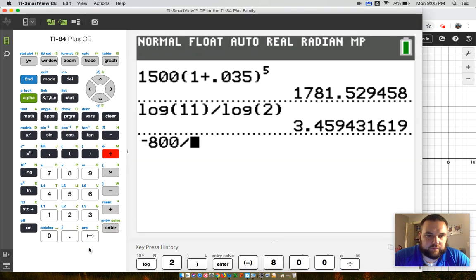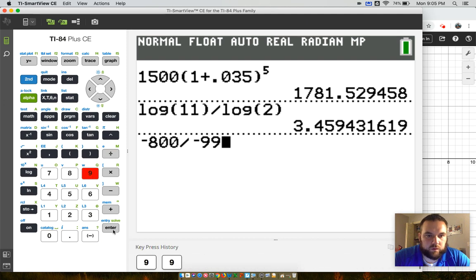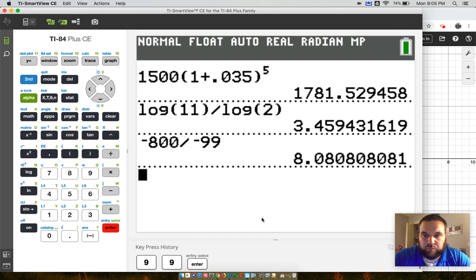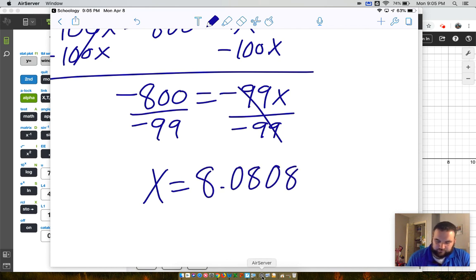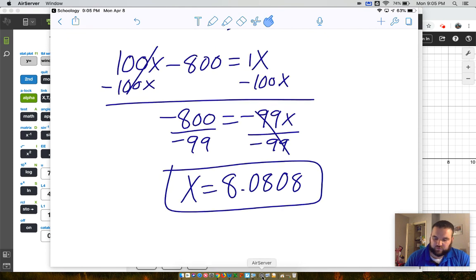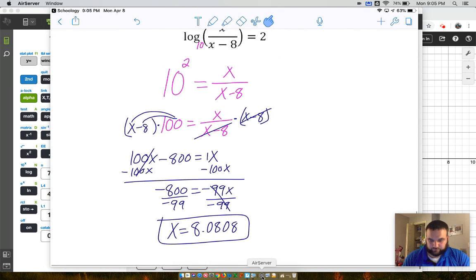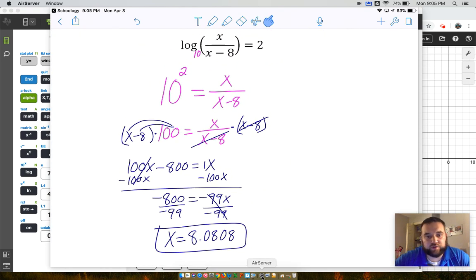You could also leave it a fraction, but 8.0808. Repeating, it looks like. So I'm going to write it as x is 8.0808. So there's my log equation. That is my one solution that log equation has.